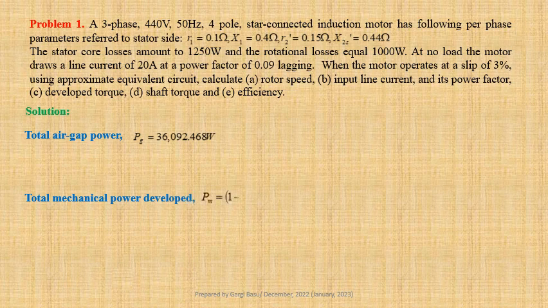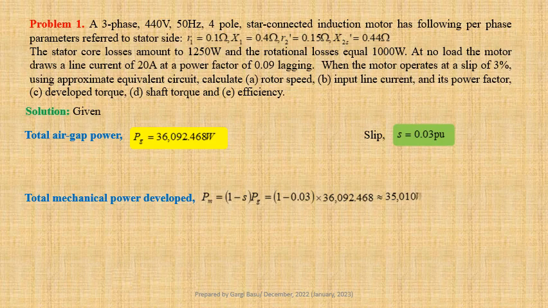Let us now determine total mechanical power developed. Pm equals to 1 minus S times Pg. Given slip S equals to 0.03 per unit. Therefore, Pm equals to 1 minus 0.03 into 36,092.468, which is approximately equal to 35,010 watts.